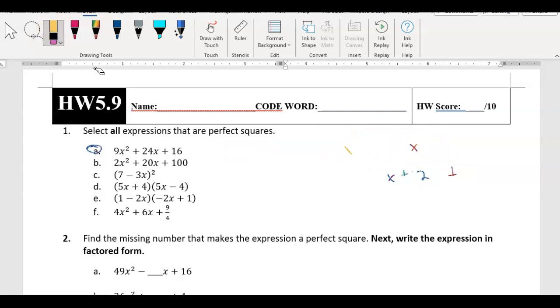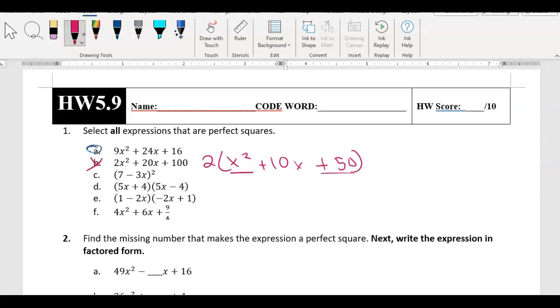Letter B has a 2 in front of it. So initially it doesn't seem like that is a perfect square because 2 is not a perfect square, right? But let's go ahead and factor out 2 and see what we get here. So we would get 10x plus 50. So this is also not a perfect square. So B is not a perfect square.